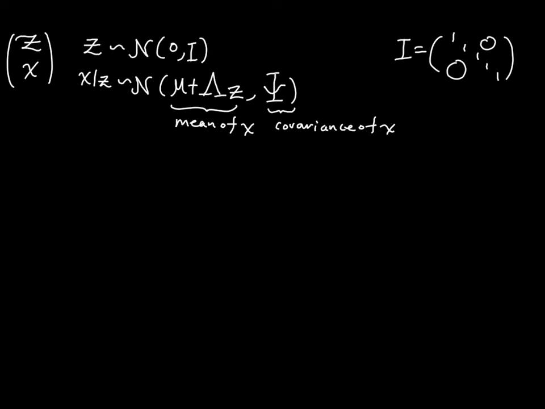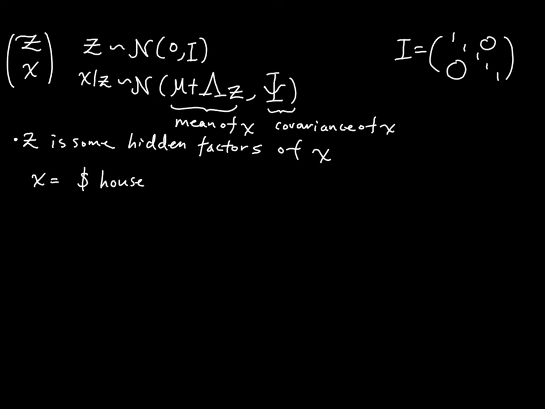What does this mean? What we're trying to say here is that z is some hidden factors of x. For example, say x is the price of the house, and the popularity of the house.